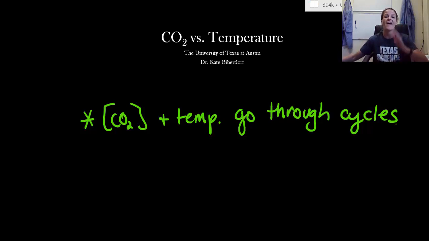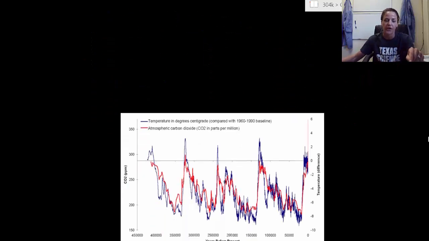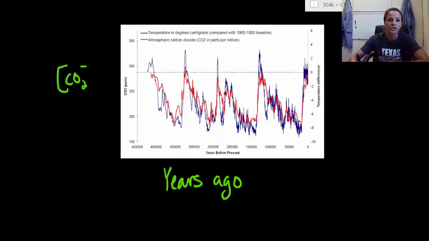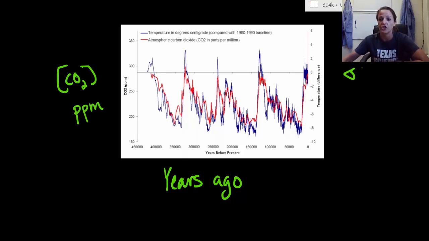But let's look at the best graph to prove that climate change is a real thing, okay? All right, here we go. Let's orient ourselves with this graph. On our x-axis, we're talking about years ago. They say years before present, but years ago is fine. Now, on our left y-axis, we are looking at our concentration of carbon dioxide, and this is in units of ppm. On our right y-axis, we're looking at change in temperature, and that's in degrees Celsius.